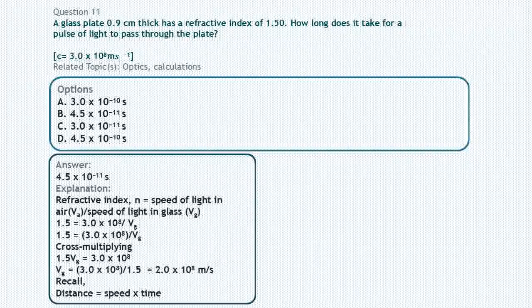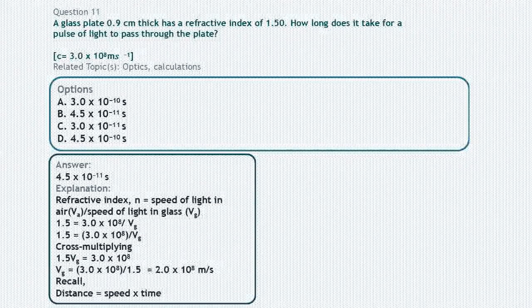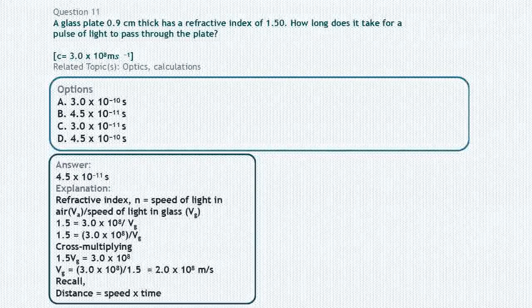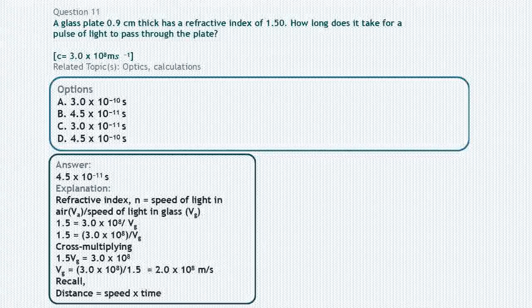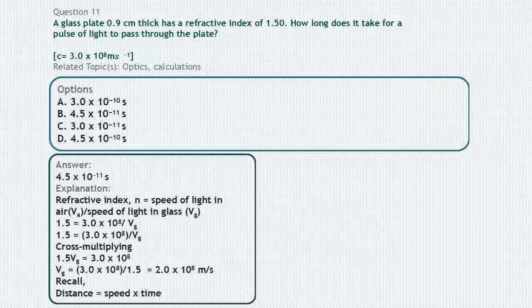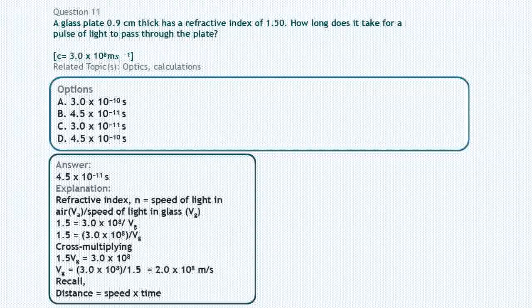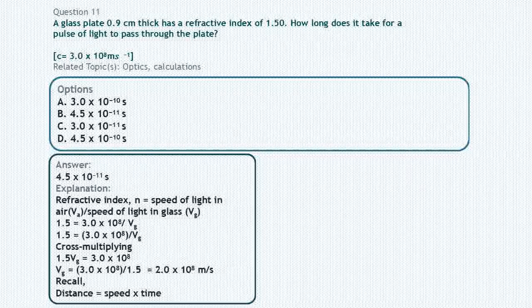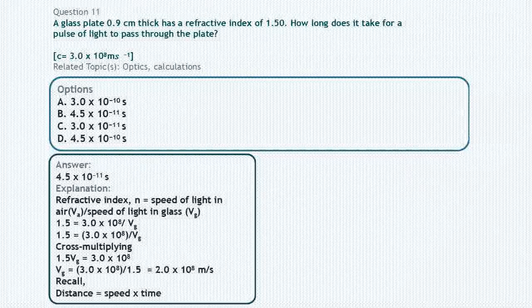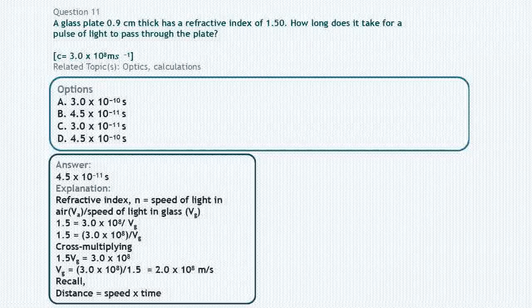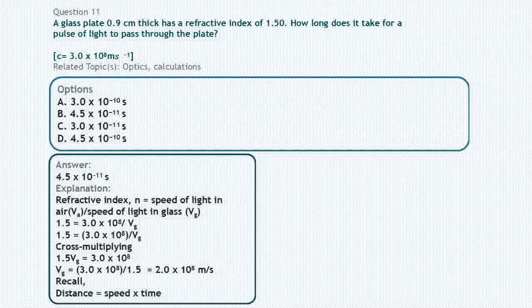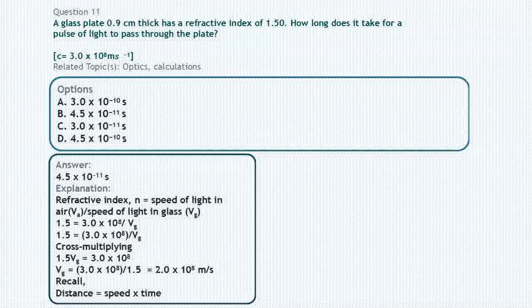Since the light here is going from air into the glass, you have the refractive index equal to the speed in air, that's VA, over the speed in glass, denoted as VG. Now the refractive index we are given here is 1.50, so we have 1.5 equal to the speed of light in air, which is 3.0 times 10 raised to power 8, divided by the speed of light in glass, which is VG. So when you cross multiply, you are going to have 1.5 VG equals 3.0 times 10 raised to power 8.